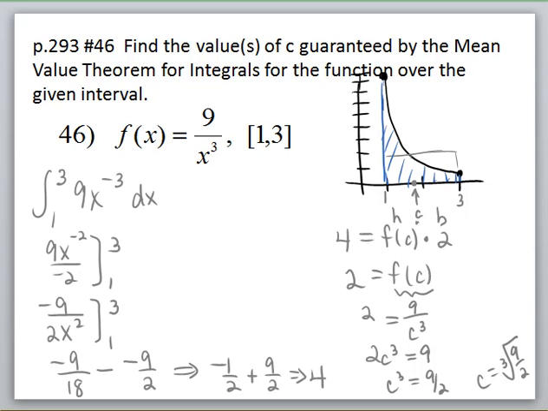That gives me 1.65. So this is approximately 1.65. It does look to be about right here in my picture, maybe a little bit further left. But if I was to find the area of this rectangle, it would equal the area underneath the curve. That's what the mean value theorem for integrals says.